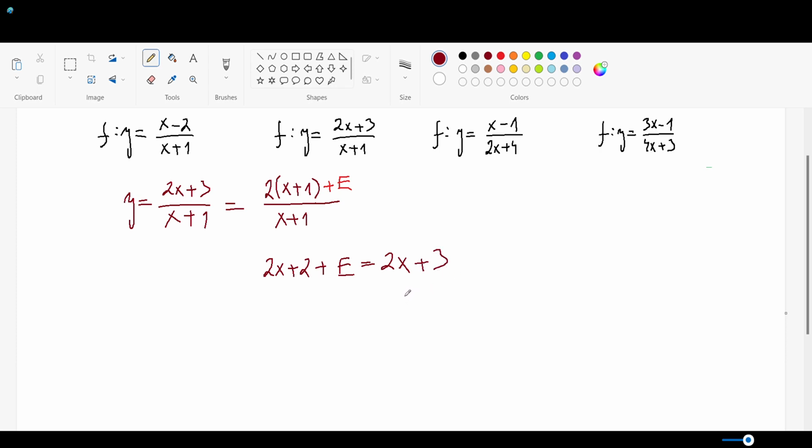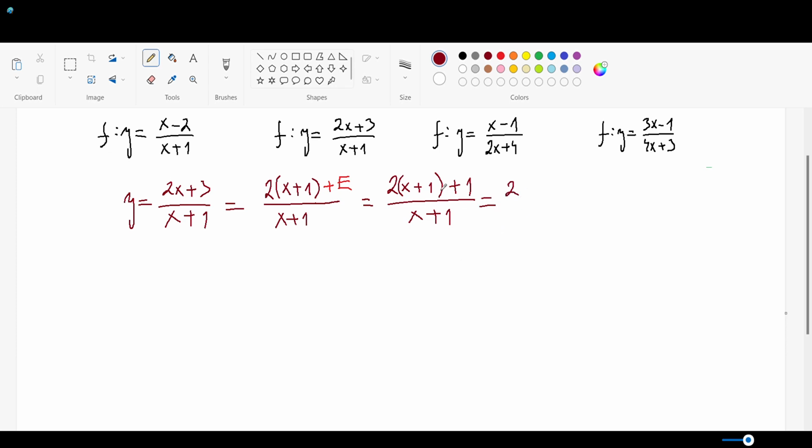And again, the same procedure applies here as before. We get rid of the 2x term, and what remains is 2 plus e must be equal to 3, which means if we take away 2 from both sides, e must be equal to 1. So e is 1, just let me remember this. So our function can be rewritten, or simplified, as 2 times x plus 1 plus 1 over x plus 1. And the same procedure applies here.